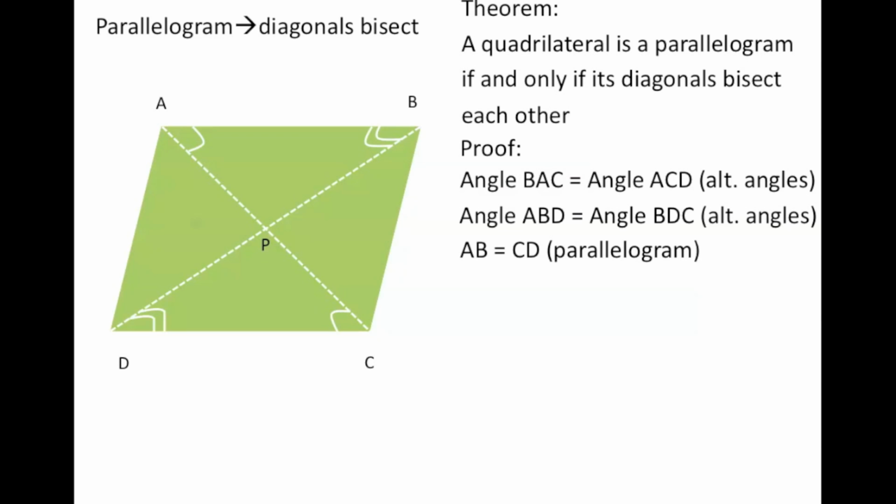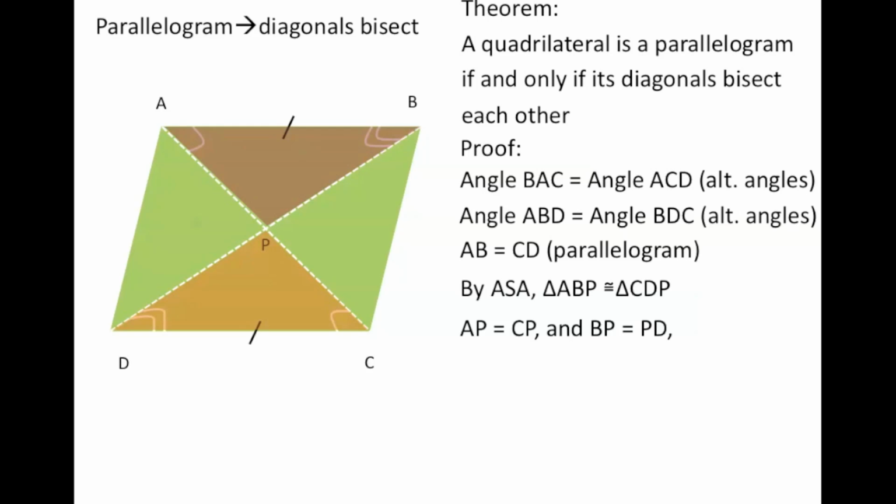So also we know that these two sides are equal because it's a parallelogram, and opposing sides of a parallelogram are equal. So now we have these two triangles, and they share two common angles and a side. So by angle side angle, these two triangles are congruent. Since triangle ABP is congruent to triangle CDP, then that shows that side AP is equal to CP and side BP is equal to side PD.